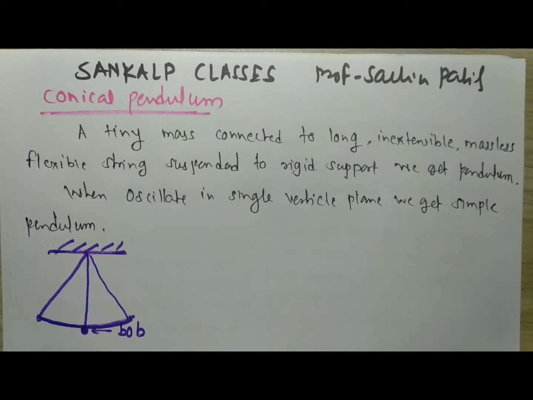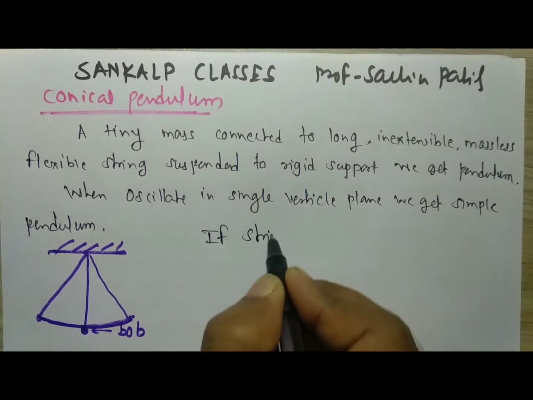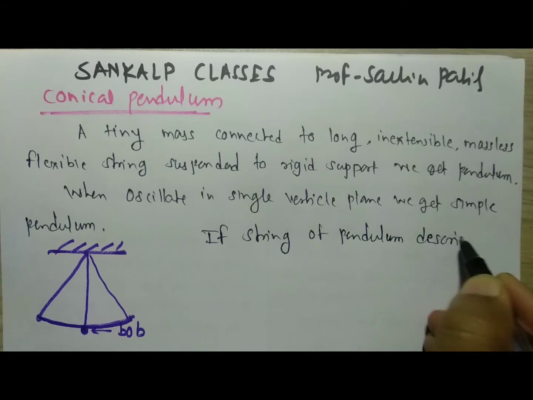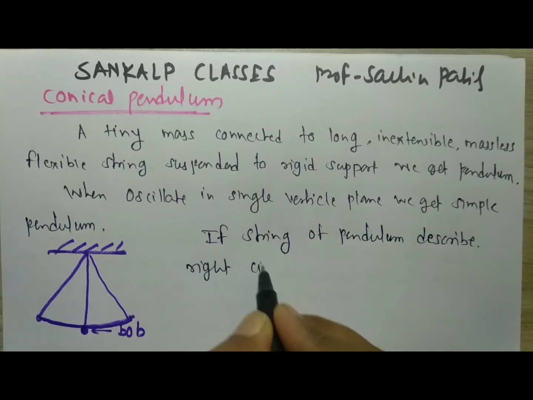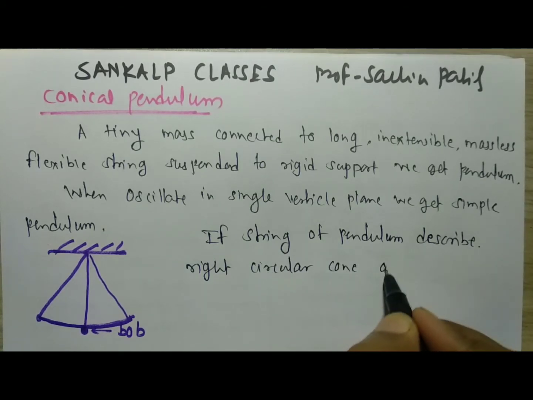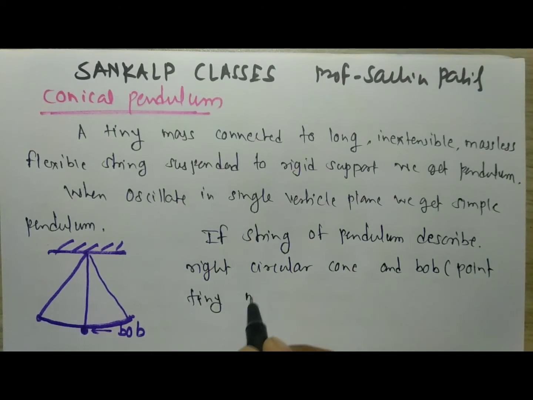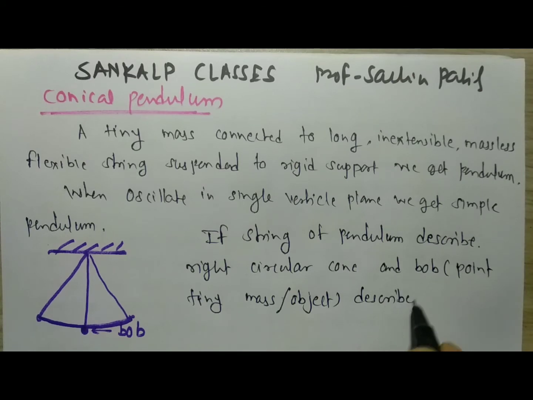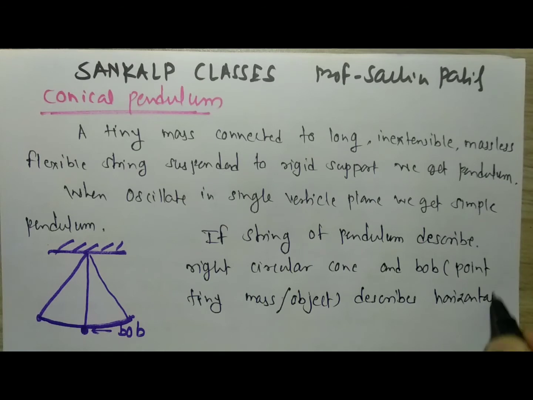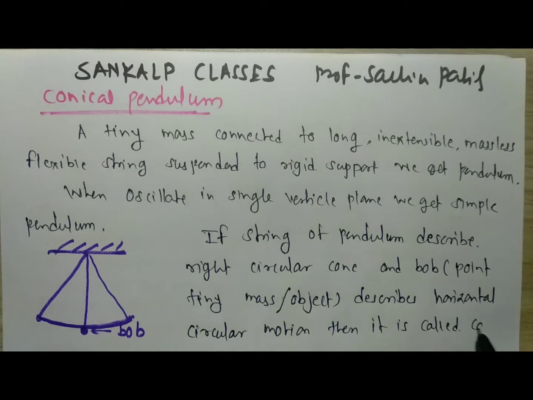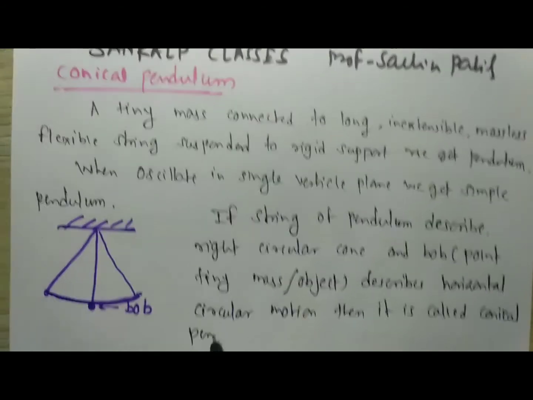It is a different type of pendulum in which the string of the pendulum describes a right circular cone, and the bob, that is a tiny point mass or object, describes horizontal circular motion. Then it is called a conical pendulum.